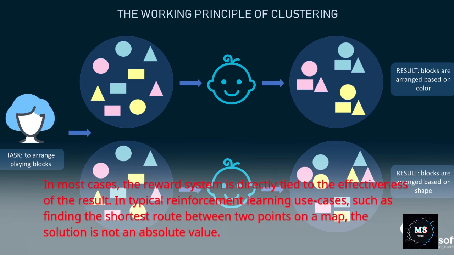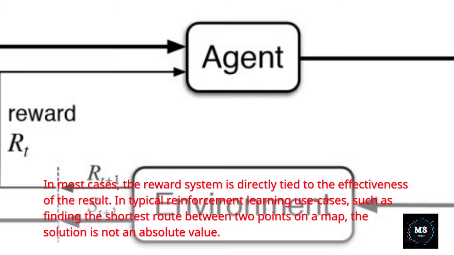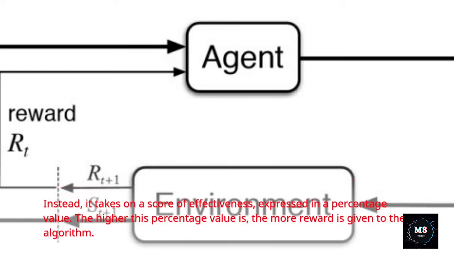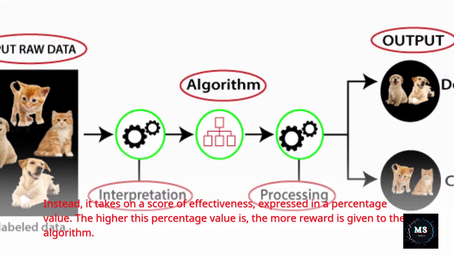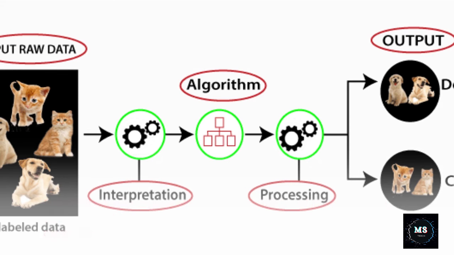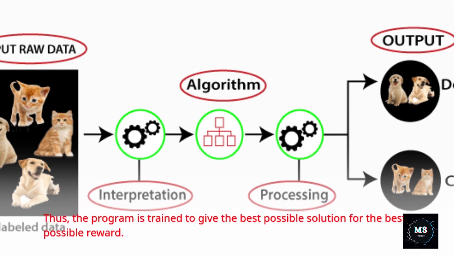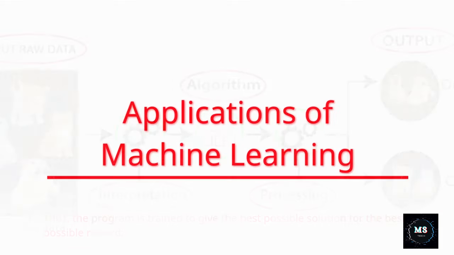In typical reinforcement learning use cases, such as finding the shortest route between 2 points on a map, the solution is not an absolute value. Instead, it takes on a score of effectiveness, expressed in a percentage value. The higher this percentage value is, the more reward is given to the algorithm. Thus, the program is trained to give the best possible solution for the best possible reward.